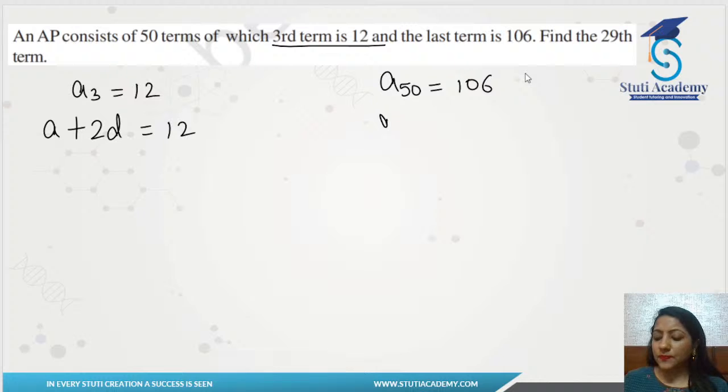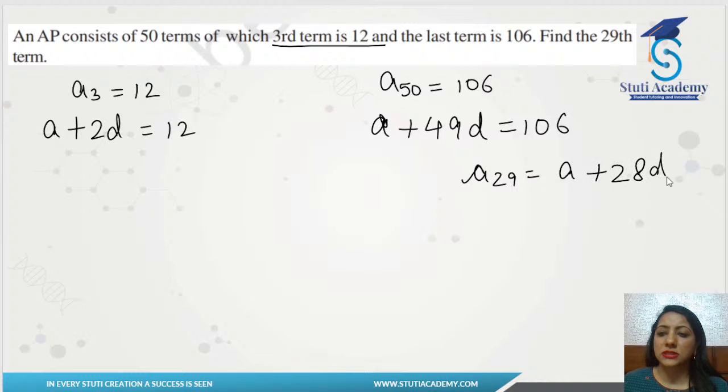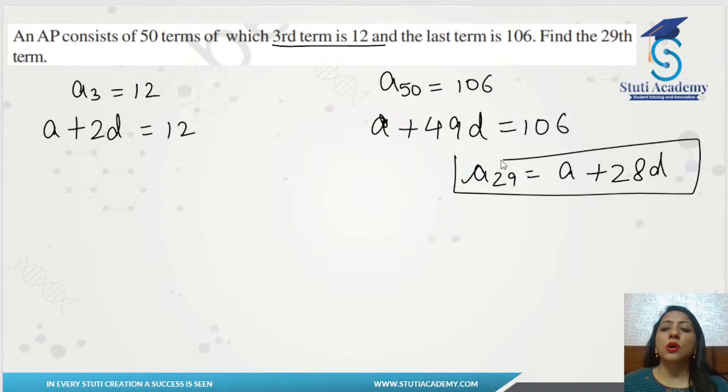So A plus 49D is equal to 106. We have to solve for the 29th term. That means we need to solve for A plus 28D. In order to solve for the 29th term, we need to have A and D.